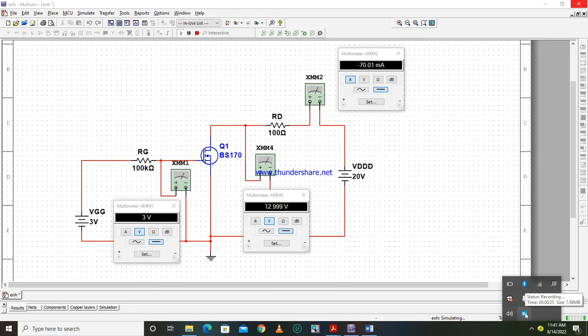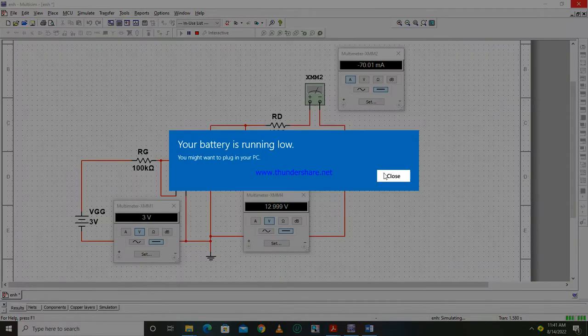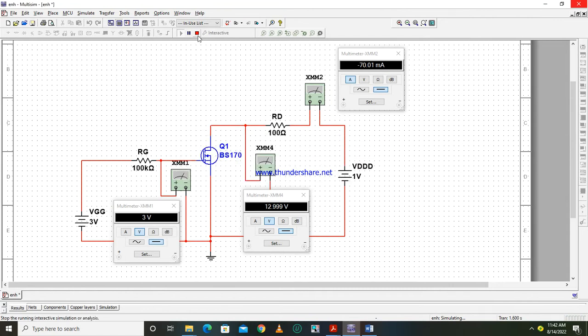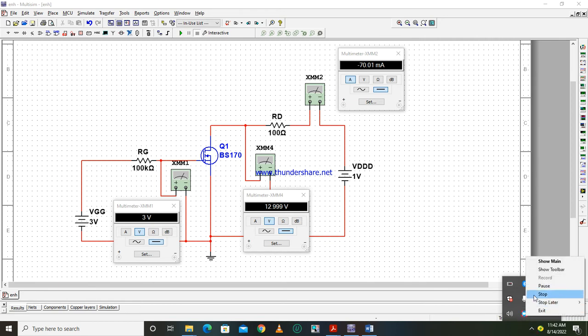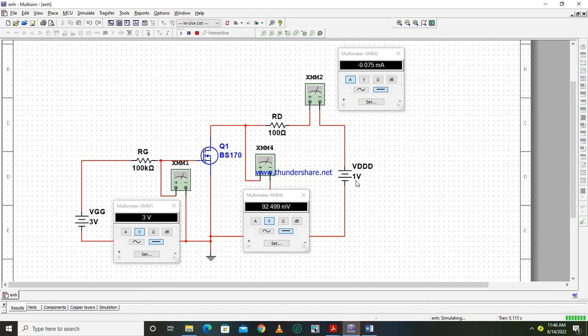Okay, and so now what we have to do is, VGS is coming as 3 volt, this is fixed, and now I will change the VDD. When I run this, you can see that the VGS will still remain 3 because I have changed the battery of the drain side, and it is approximately 0.092.